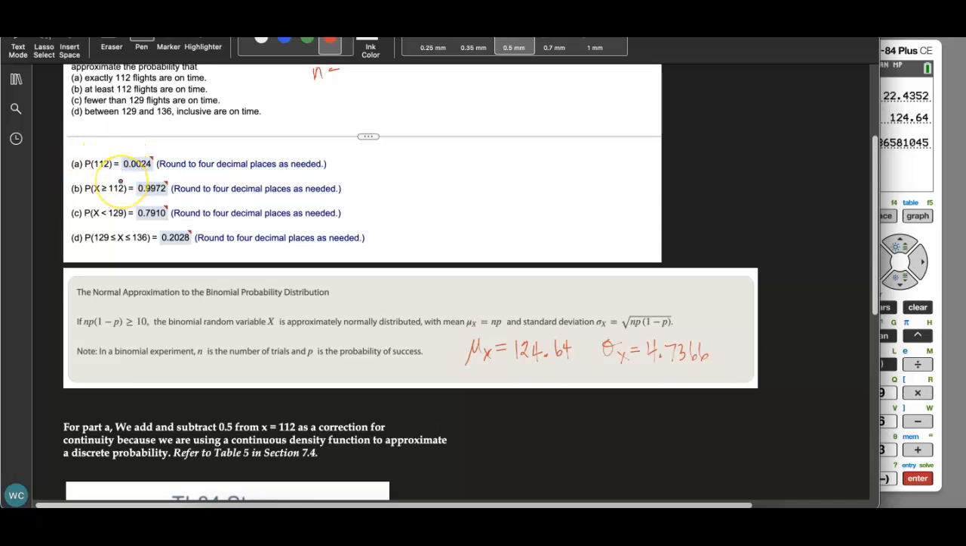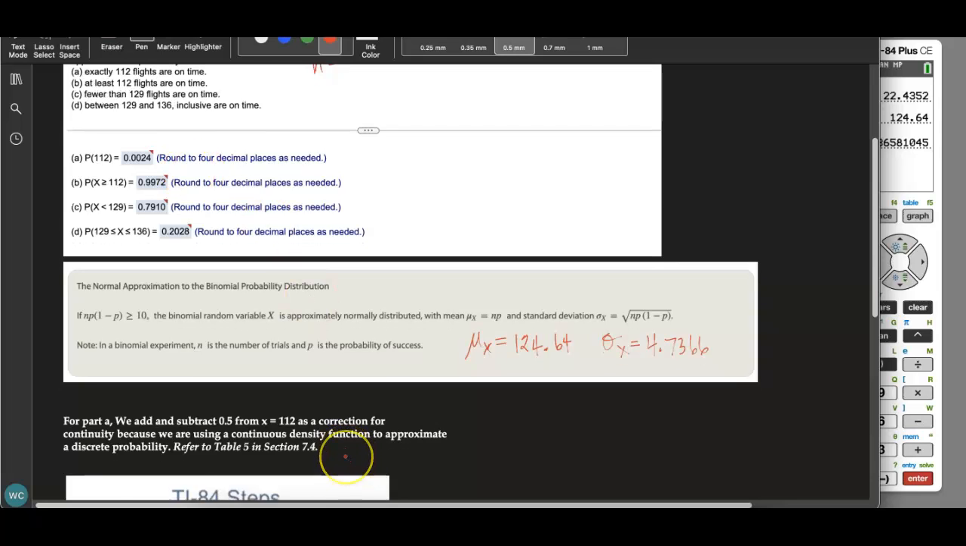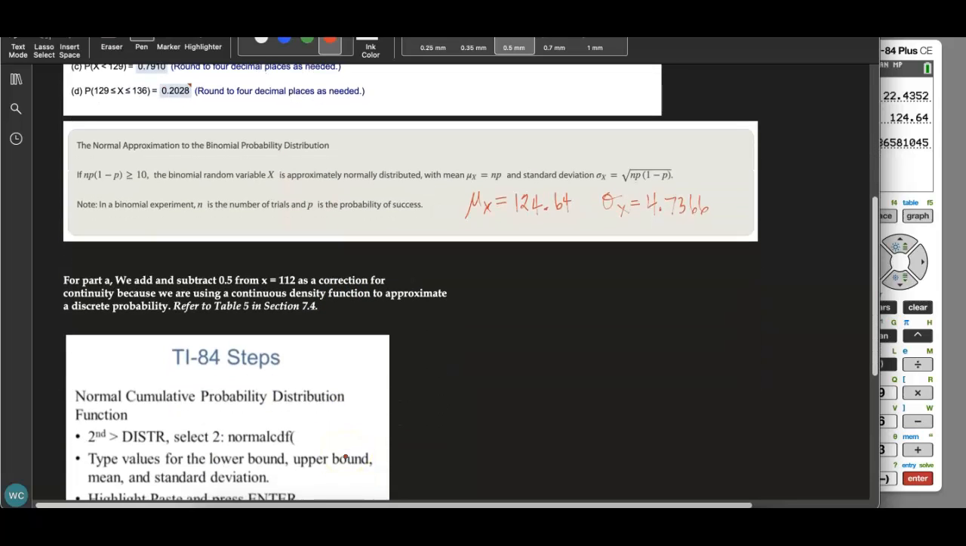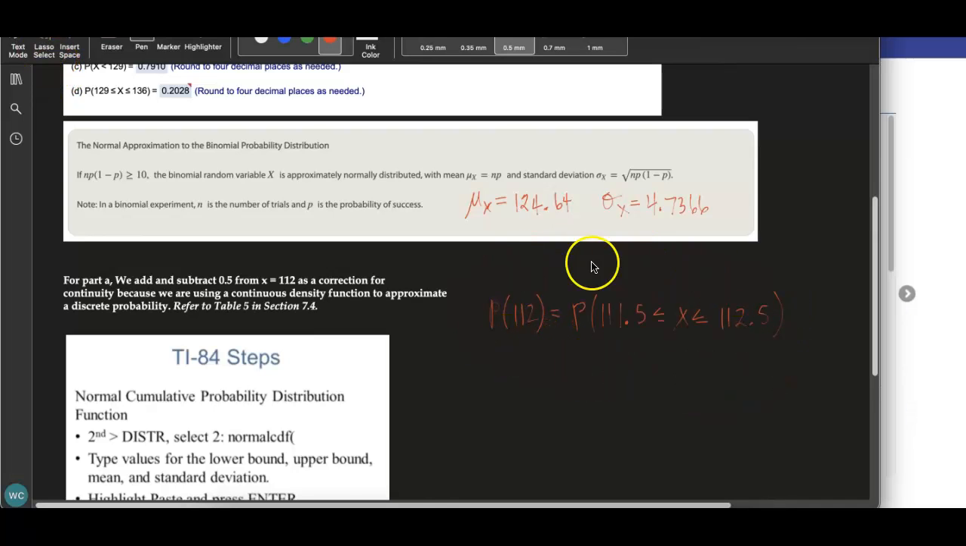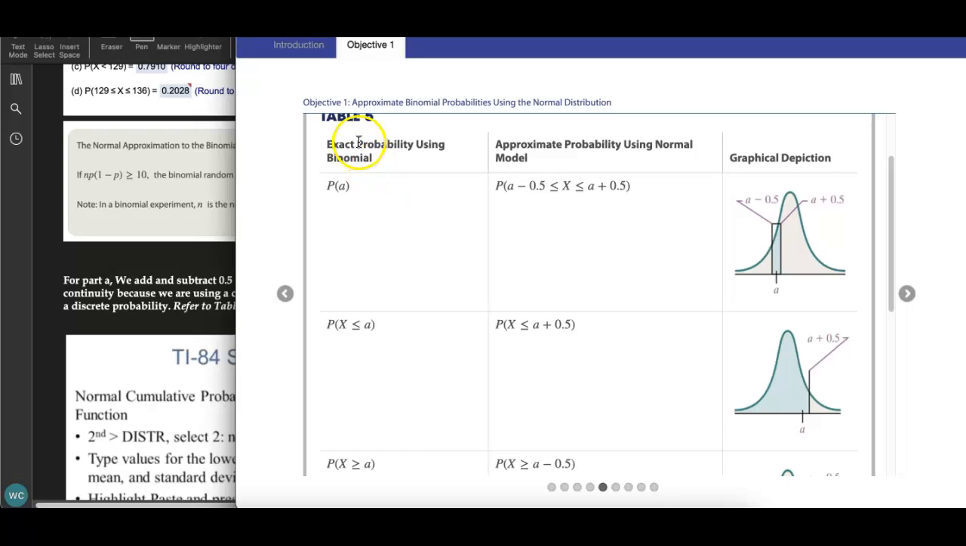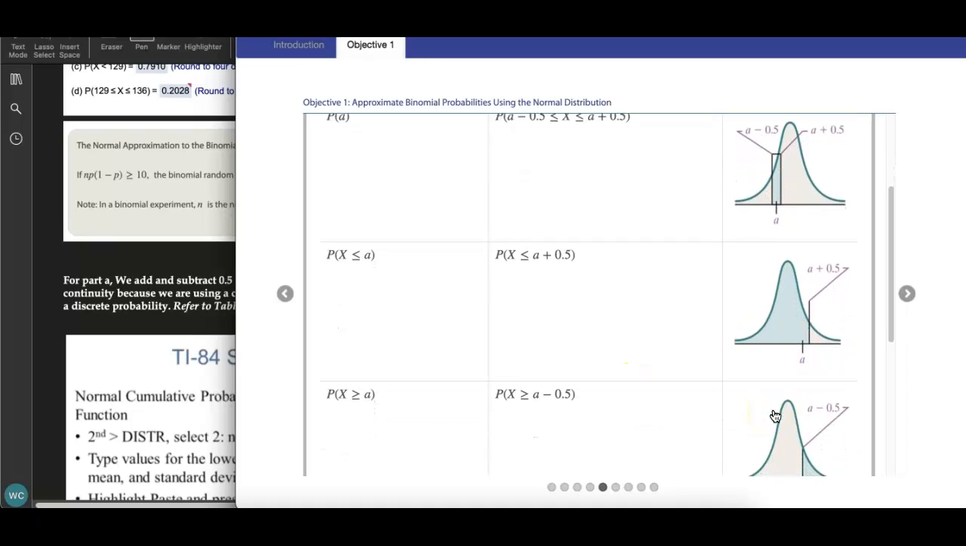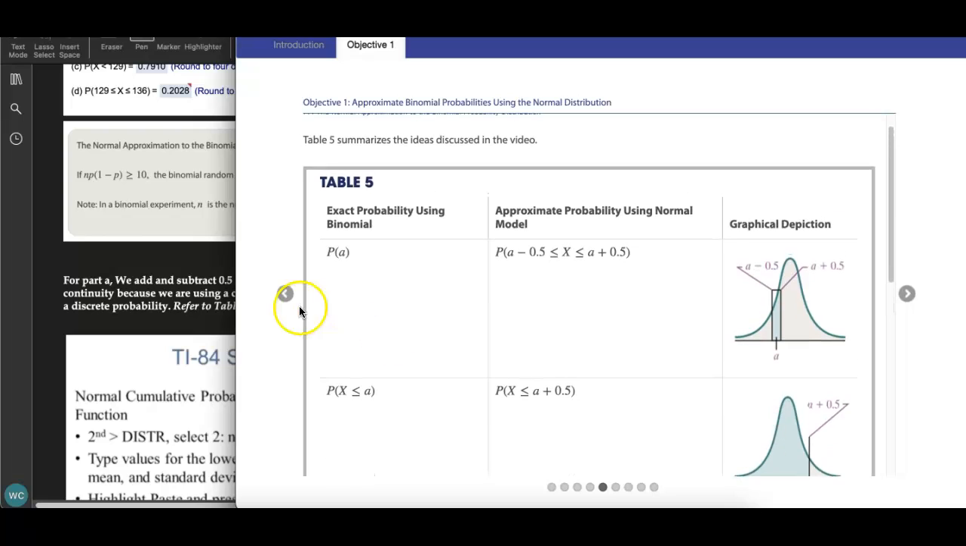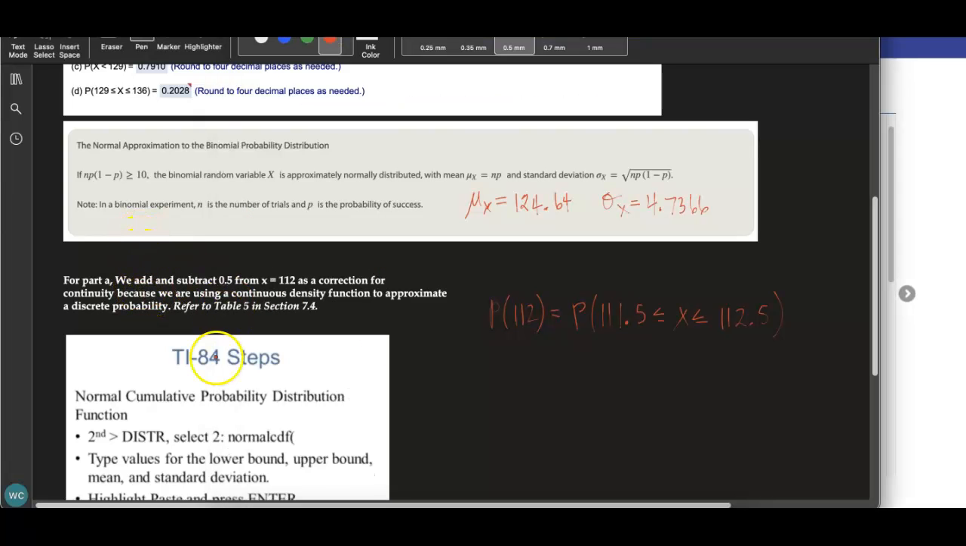Find the probability of exactly 112 flights on time. And then I'm going to use that information in my calculator. So let me write that out. So in mathematical notation, this is what I'm trying to say. Now, I've also put this note here. Refer to table 5 in section 7.4 because this is a really good table that gives both the exact probability using the binomial, the approximate using the normal, and a graphical depiction. So that's a really good table to reference as you do problems like these.